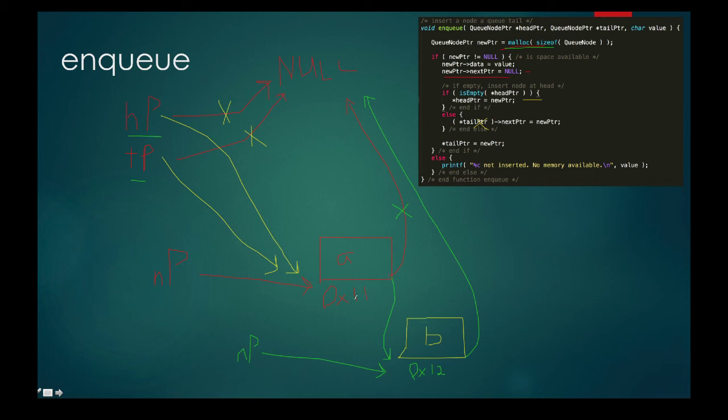As we traverse those next pointer members, we can go from this queue node to this queue node. And then the last thing we do here is we say that the tail pointer equals the new pointer. So now we update this link here, and it now simply points right here. All right, hopefully that made sense.